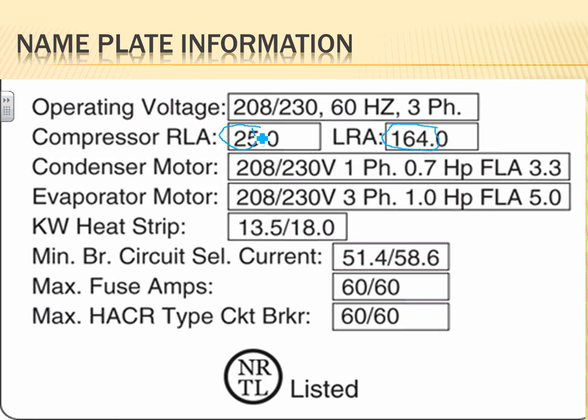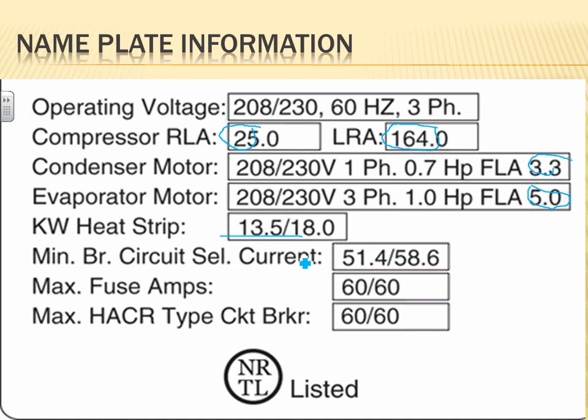And then the condenser. I have a condenser full load amps. Look at my condenser here, my evaporator. These are the fans for the condenser and evaporator right in here. And then I also have a heat strip over here that you have to add.